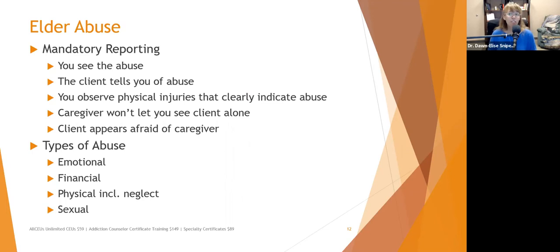If the caregiver will not let you see the client alone, that is one of those big warning signs. And if the client appears afraid of the caregiver, if the caregiver comes in and the client shrinks down or seems to become very submissive when the caregiver is present, that is an indication that you need to potentially explore a little further. With elders, not only do you have emotional, physical, and sexual abuse, but you can also have financial abuse.